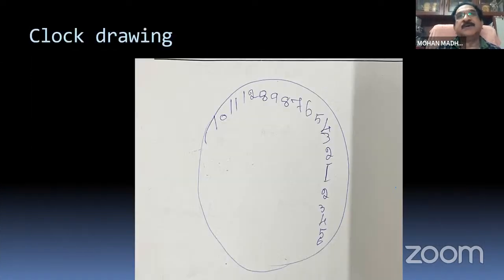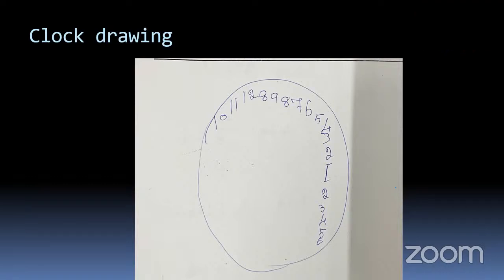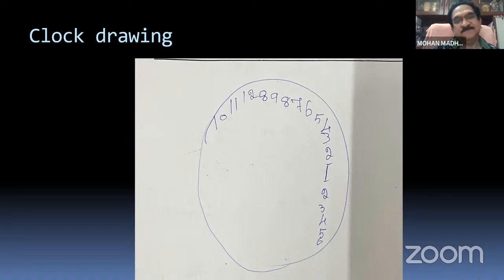Now this is the clock drawing. What is your interpretation about this clock drawing, which he did? Hemi neglect on the right side. Okay, you mean the left side? Yes, sir. Hemi neglect is there, but that's not the main abnormality. In hemi neglect alone, why should he draw numbers like this?